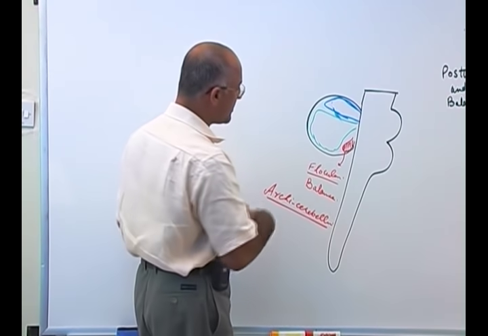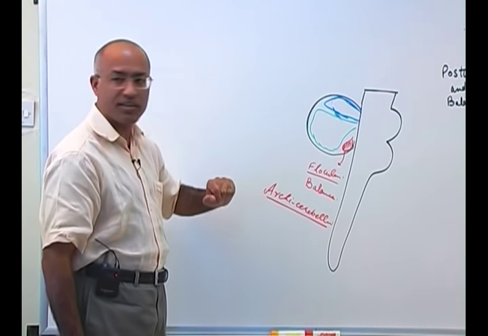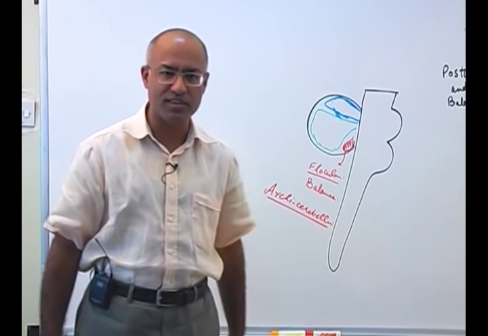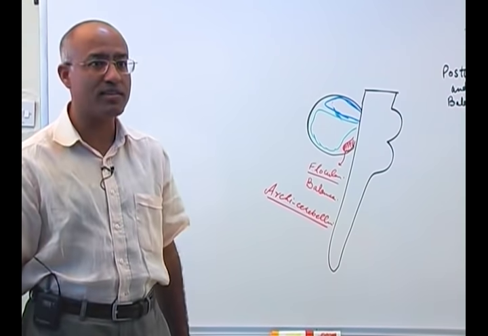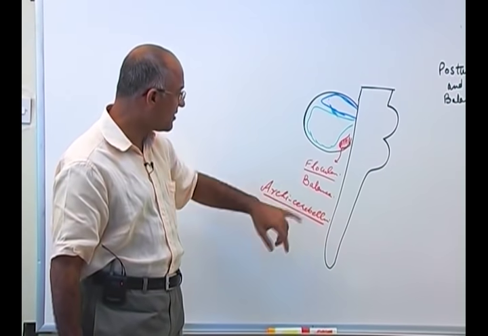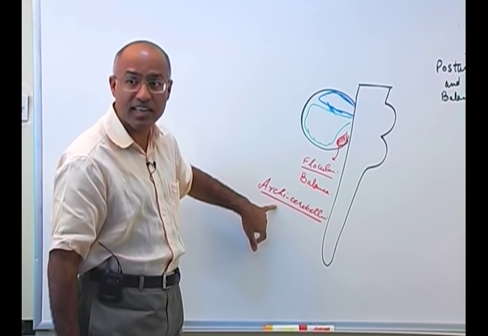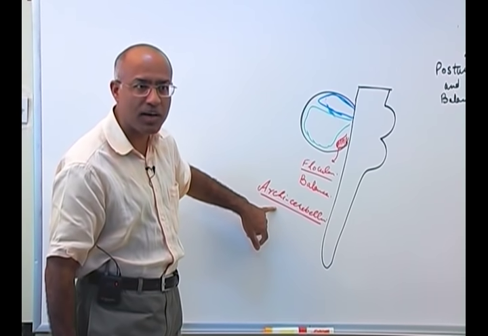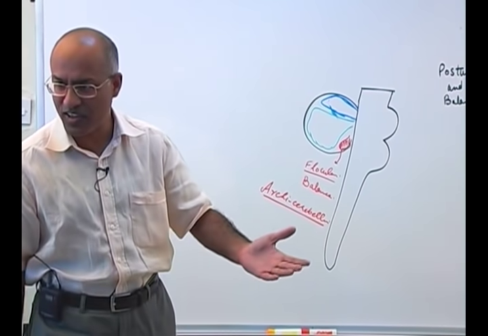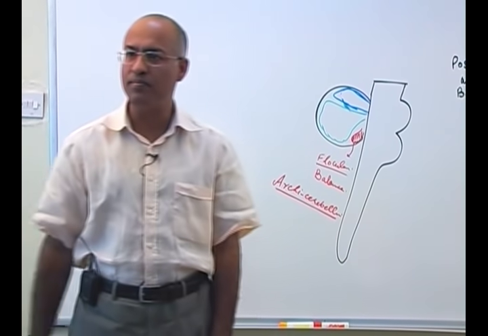Now, this is the most primitive. After that, which area developed, which is present in reptiles and birds, but not in fish? This is archicerebellum. After that, there is development of paleocerebellum. And the most modern should be neocerebellum. Which should be the paleocerebellum?